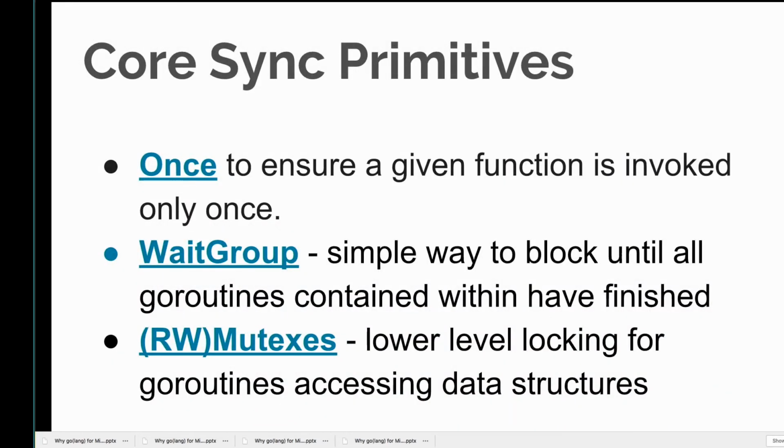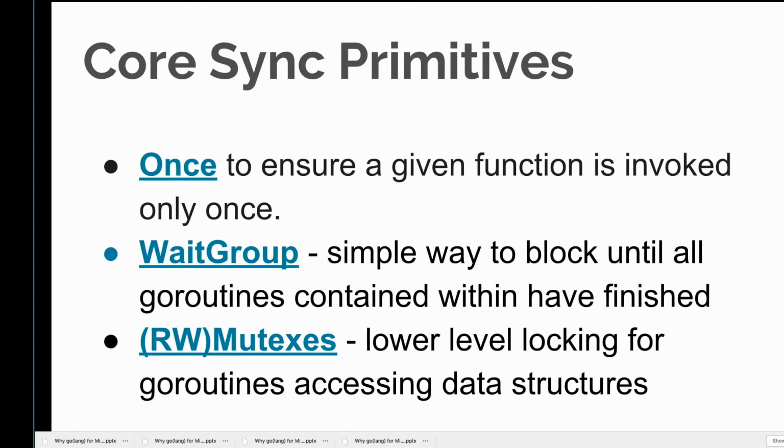Go has very good core synchronization primitives. If you've used other languages and you wanted a singleton, something to happen exactly once, that's very difficult to do in a concurrent system. There is a sync primitive called once, where you declare that you only ever want one copy of this function to ever be run. You have wait groups, which are a simple way to block until all of your goroutines contained within them are finished.